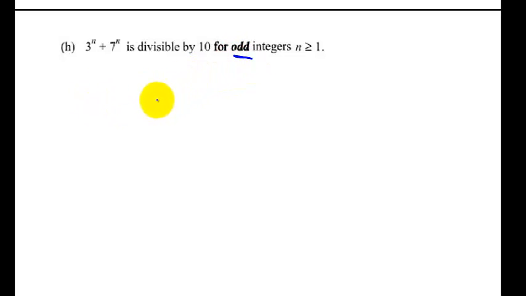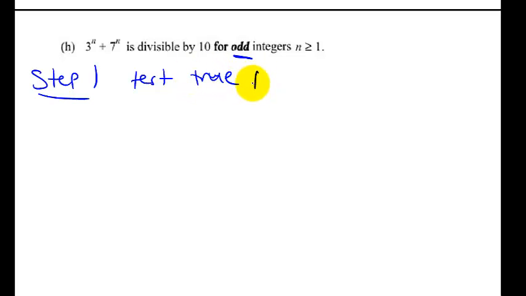Okay, so let's have a look at this question. Step 1. Test true for n equals 2. If it's odd, n equals 2, it works, right? And it's greater than or equal to 1. So as long as it's equal to 1, it's fine. But if it was n is greater than 1, what's the next odd integer that I have to pick? 3, not 2, okay? Now, 3 to the power of 1 plus 7 to the power of 1 equals 10, which is divisible by 10.